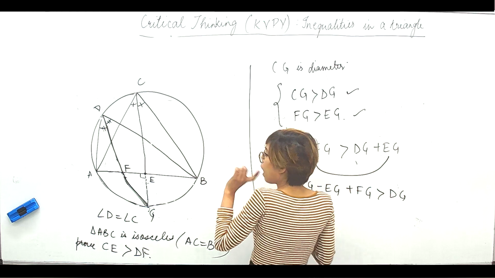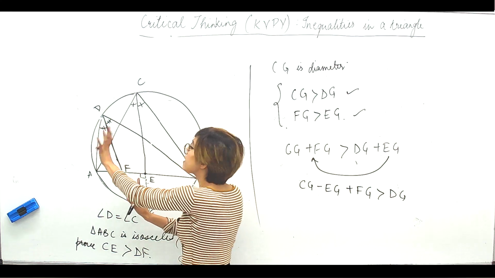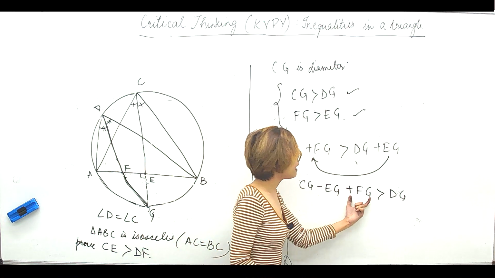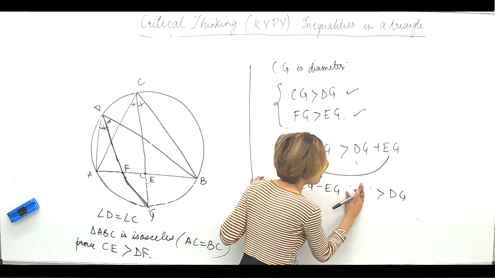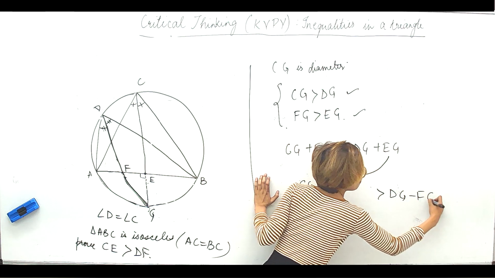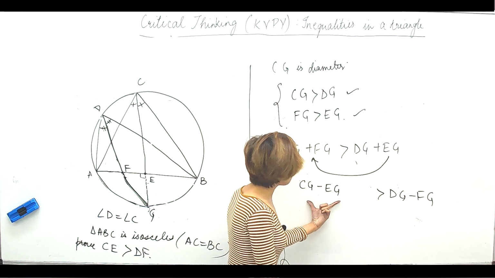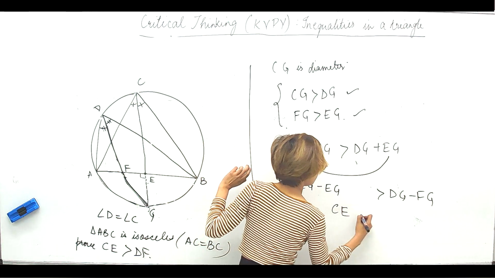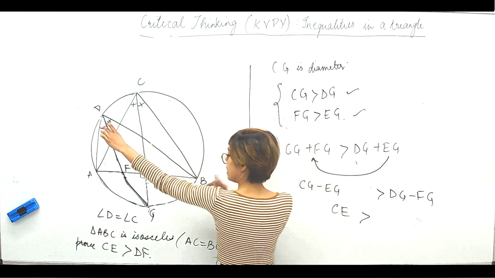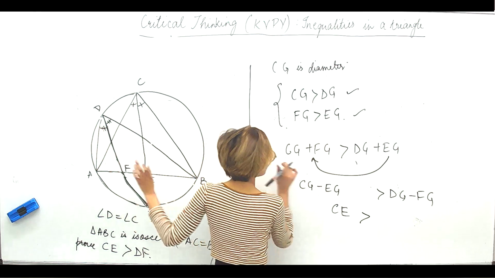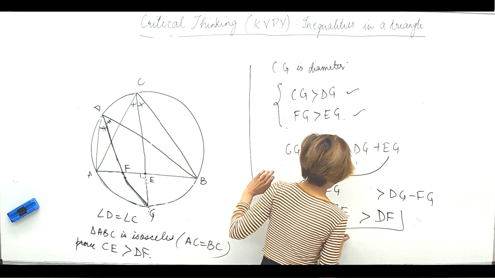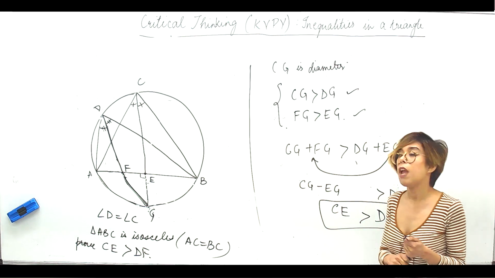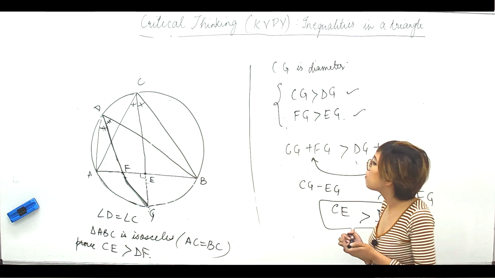Right? Now, I wanted DF. That means I want DG minus FG. So subtracting FG on both the sides. So subtracting FG, gone. Right? CG minus EG is nothing but CE. And this is greater than DG minus FG, which is DF. Hence, true.